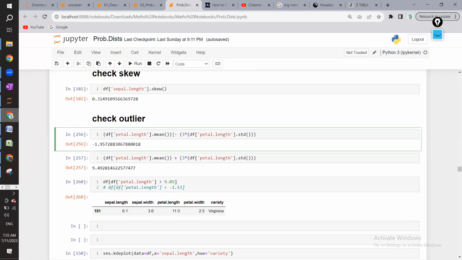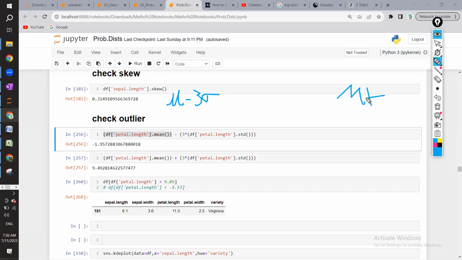See, this is mu. Petal length dot mean will give you that. We need to calculate mu minus 3 rho and mu plus 3 rho. Mu is the petal length mean, minus 3 times rho. What is rho? The standard deviation of petal length. And the same thing for mu plus 3 rho. What are these values? These values are simple: minus 1.95 and 9.49.